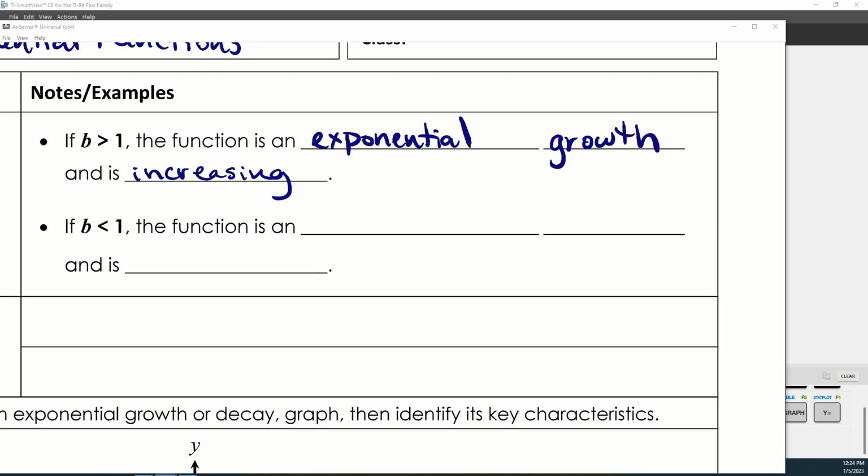All right. If that base is less than 1, so like a fraction between 0 and 1 or a decimal, then it's going to be exponential decay, and it's going to be decreasing. So those M&Ms, that function, do you guys think that was growth or decay? It was decay. So the number of M&Ms kept getting smaller and smaller. That's decay.